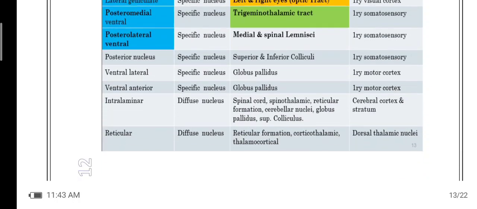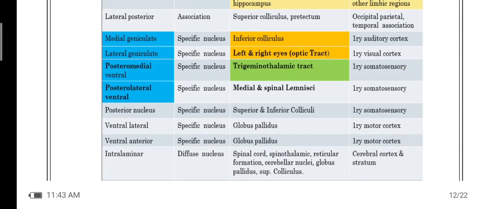The nucleus of the thalamic tract, that is the somatosensory tract. The posterior ventral, the specific nucleus, the medial spinothalamic tract, the primary functions of the somatosensory cortex. The posterior nucleus, the specific nucleus, superior and inferior colliculus, the primary somatosensory.